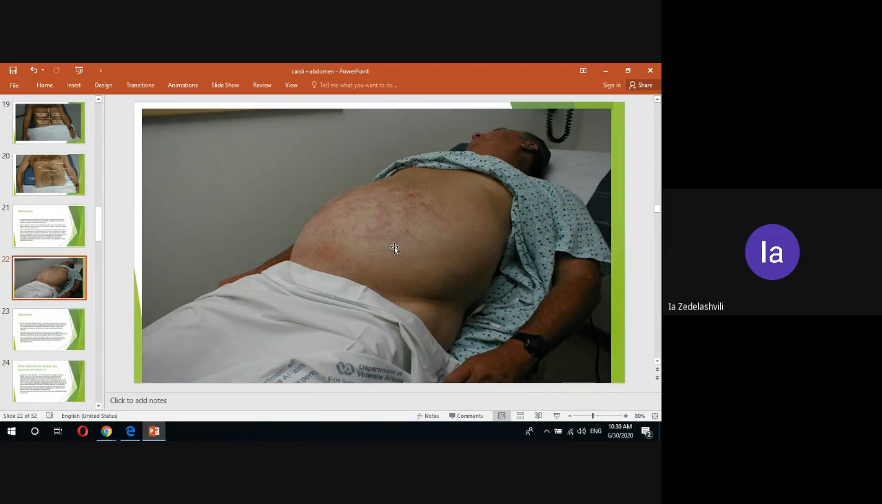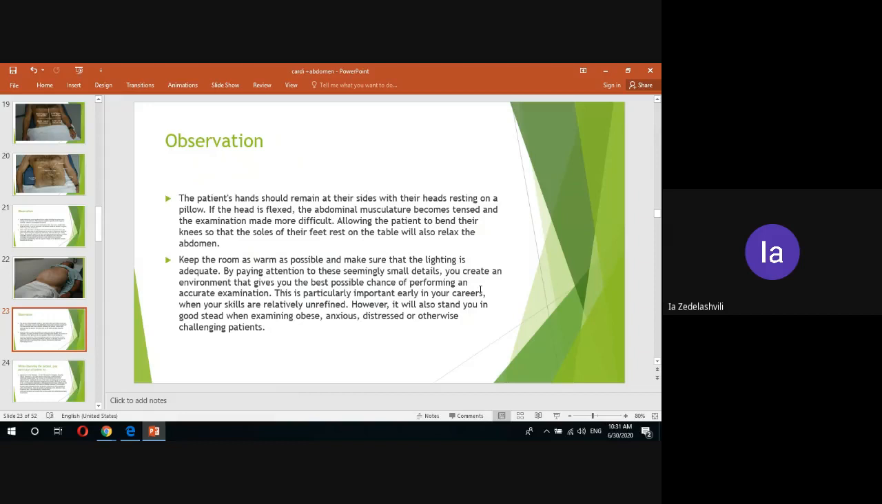disappeared, and we will make some mistakes in understanding, as well as with some veins. You see here some rose portions, some dark purple lines. Yes, they are veins as well. In strict light they can disappear or take on a lighter color, so you can find them perfectly with oblique light. This is particularly important early in your careers when your skills are relatively unrefined. However, it will also stand you in good stead when examining obese, anxious, distressed, or otherwise challenging patients.